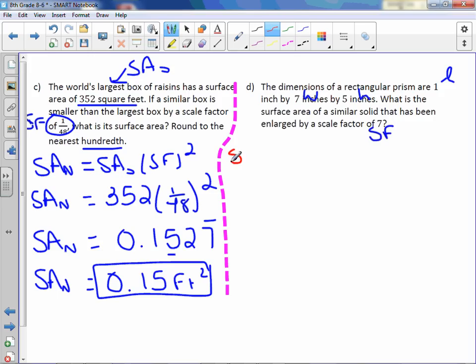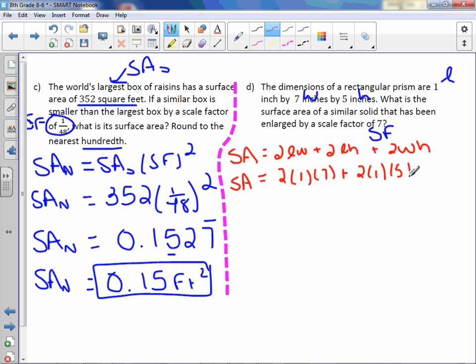If you recall, the surface area of a rectangular prism is 2 times length times width, plus 2 times length times height, plus 2 times width times height, which is 2 times 1 times 7, plus 2 times 1 times 5, plus 2 times 7 times 5. Plug it in, and this is all our old surface area. The old surface area is equal to 94 square inches.